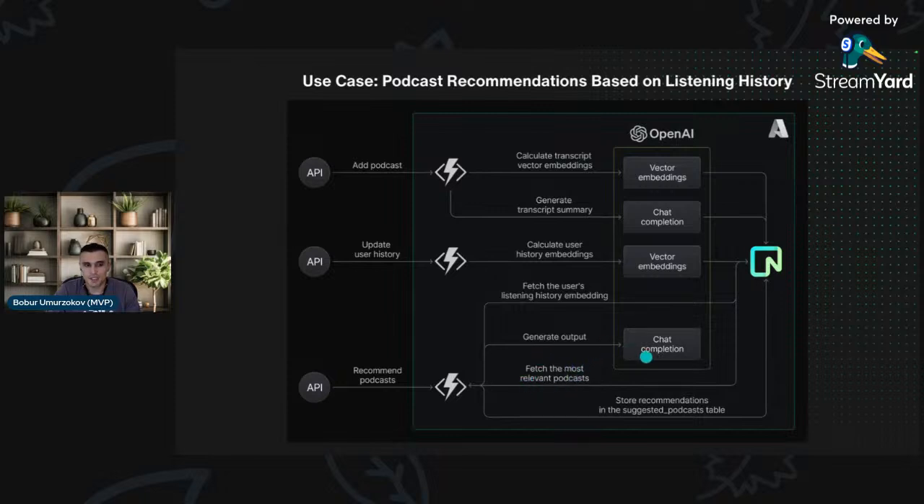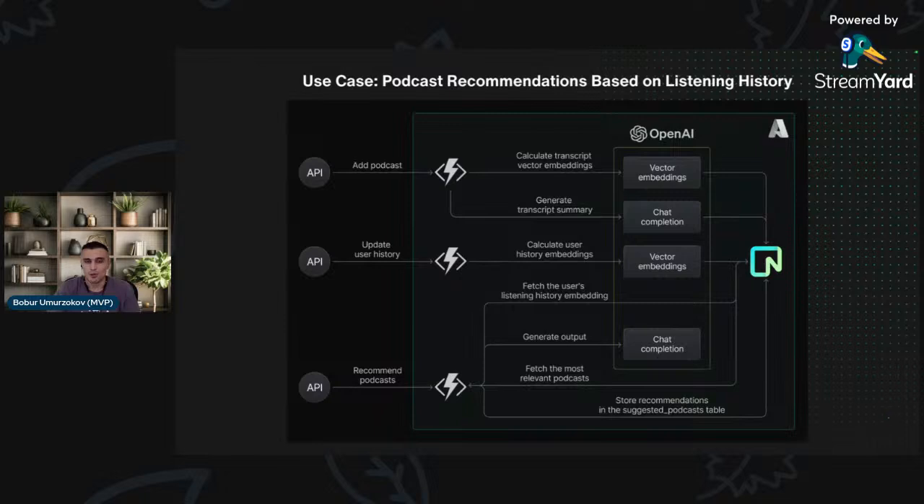Once we find a match, I generate the output using the chat completion endpoint again, by saying, hey, summarize and make beautiful suggestions, and send them back to the user. So once the user receives them, here's the last step also. We are doing something additional on top of the GFL approach. We are storing previously suggested recommendations back to the suggested podcast table.